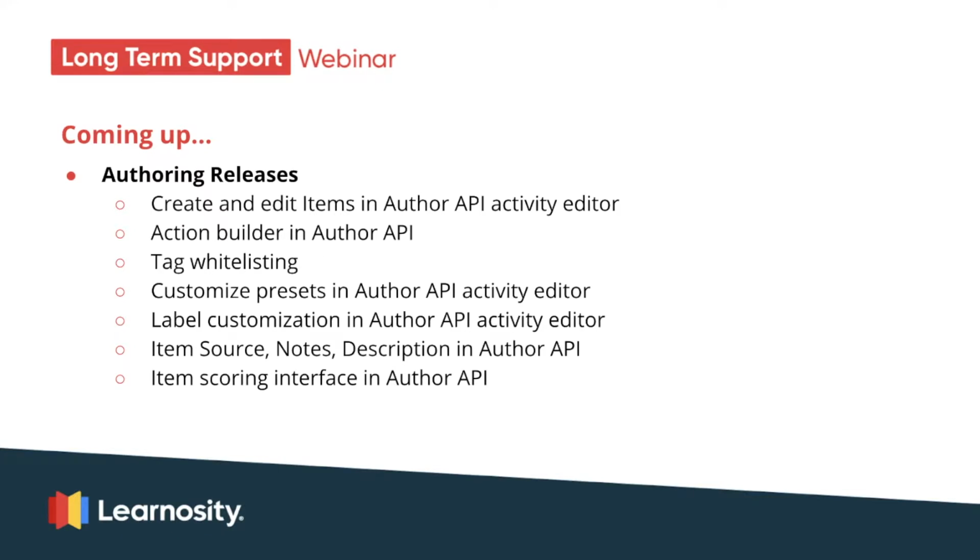The authoring release saw us introduce a new ability to create as well as edit items from within the Author API's activity editor. We have an action builder, which is now available in the Author API. Some of you might know that from the Author site. We have some tag whitelisting options around access control to tags. You can customize presets in the Author API activity editor. You can have better customization of labels in the Author API activity editor. That's for our player. And we introduce source, note, and description in the Author API and an item scoring interface to set scoring at the item level.